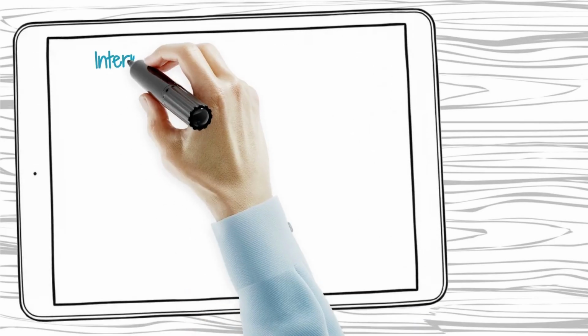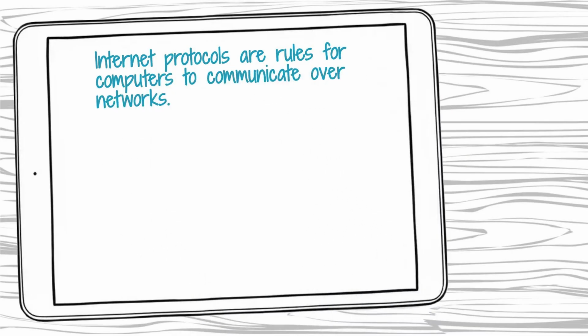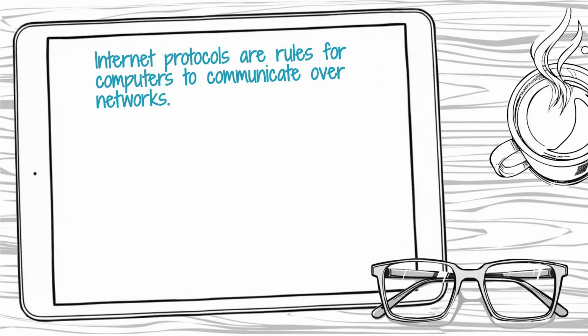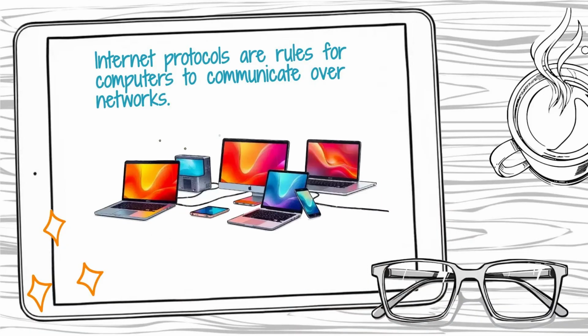An internet protocol is a set of rules that tells computers and devices how to communicate over a network. Every time you browse a website, send an email, stream a video, or download a file, multiple internet protocols work together behind the scenes to make it happen.